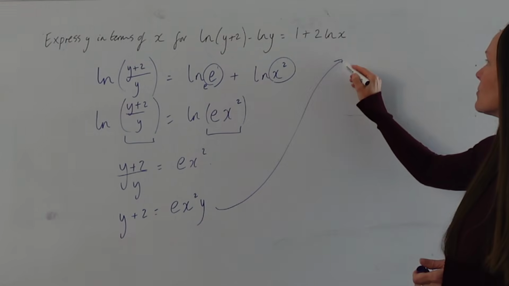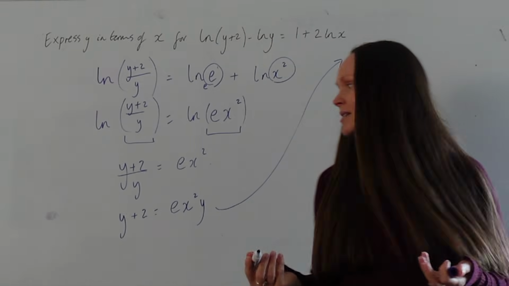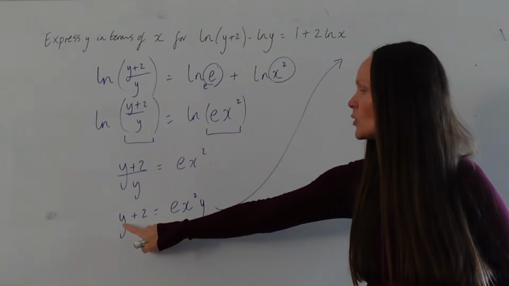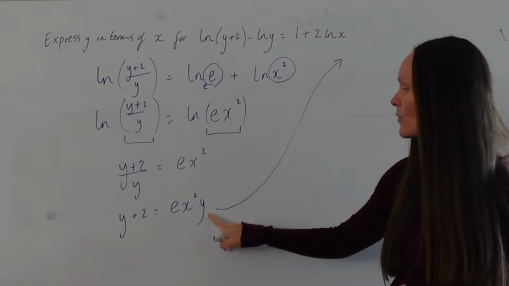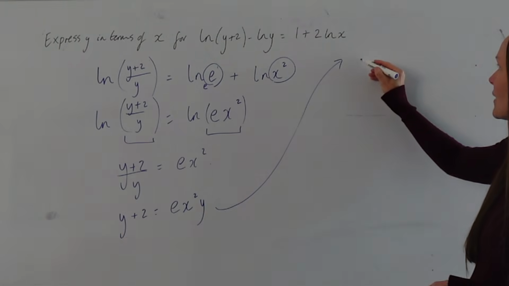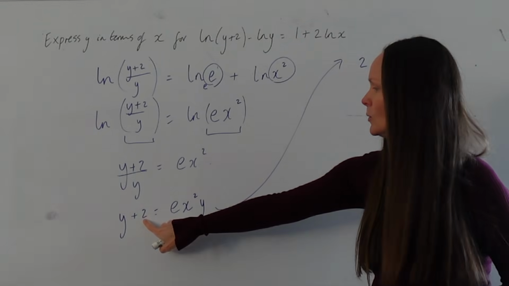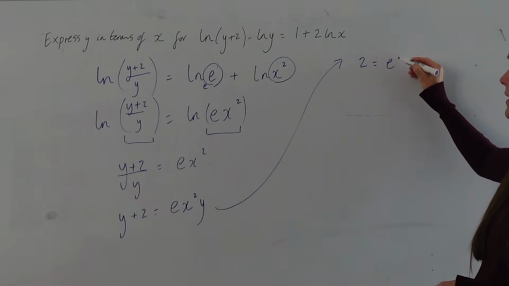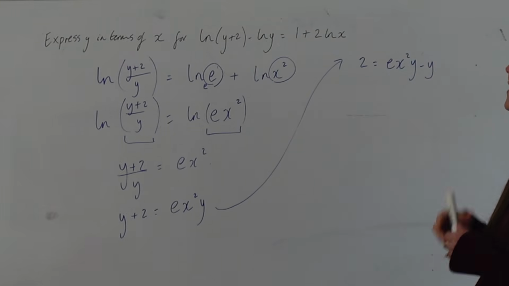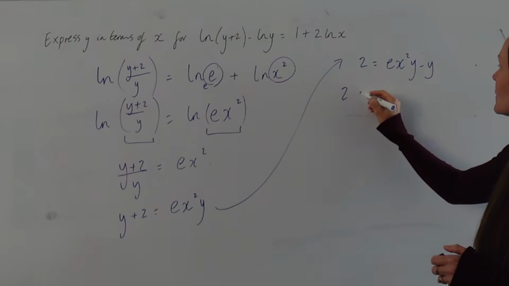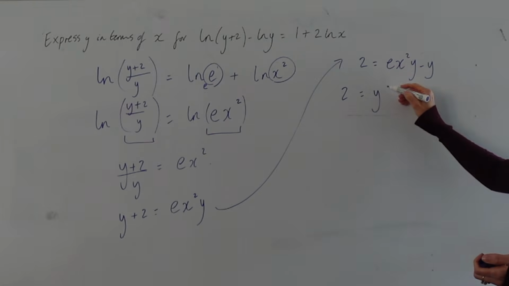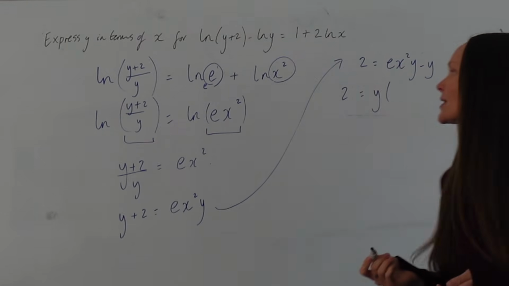Next I want to make sure I have all y terms on one side, non-y terms on the other. I can see here there's a y term and I'm going to move this y term over to the right-hand side as well. So I'm going to subtract y on both sides. So on the left-hand side we're just left with 2 and on the right-hand side we have ex squared y minus y. Okay, so we're nearly there. Now what we can do on the right-hand side of this equation is factor out the letter y. We need to isolate y. Remember, we're trying to make y the subject of this equation.